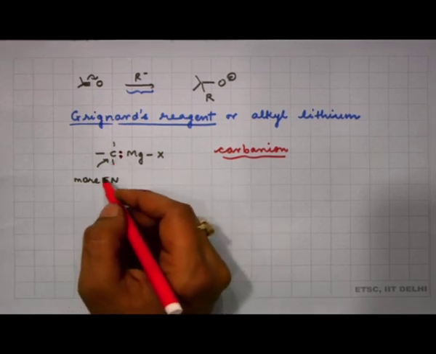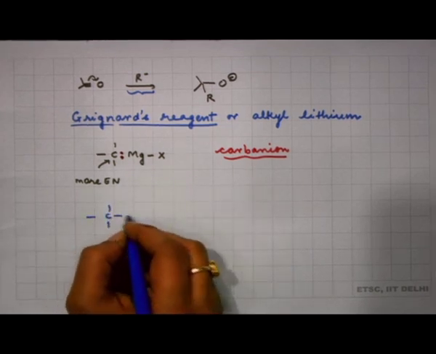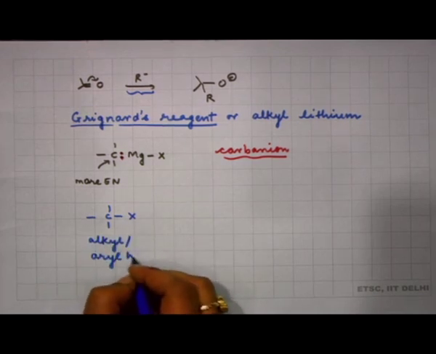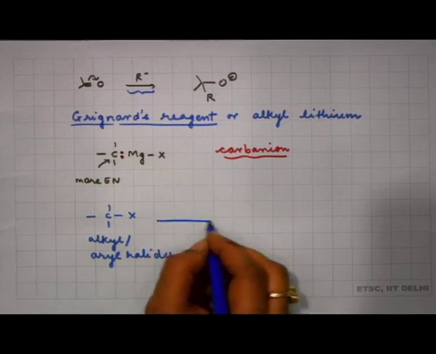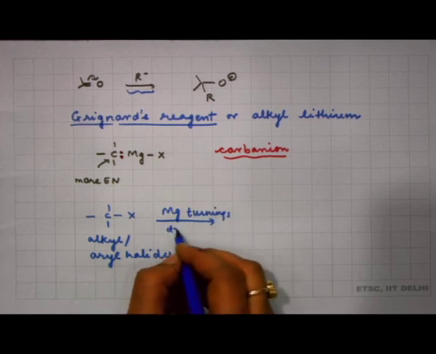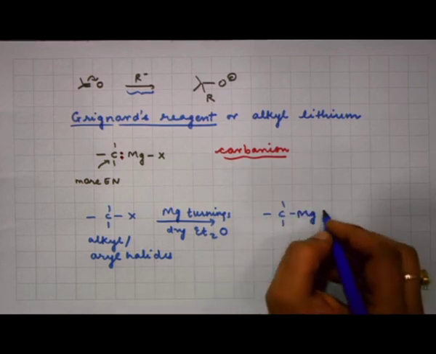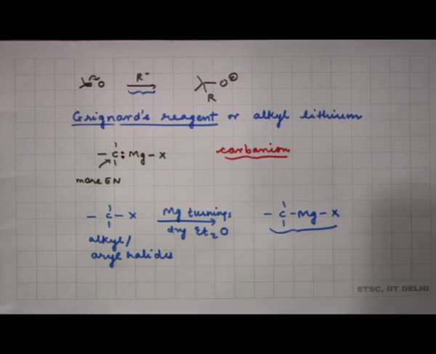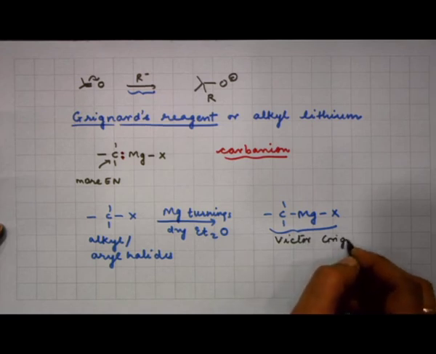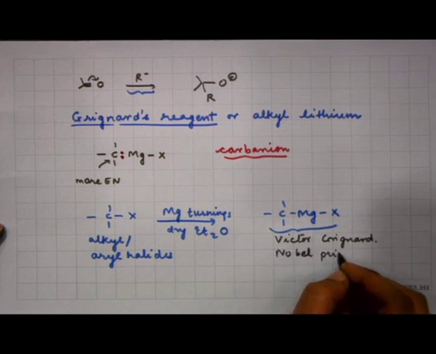closer to the carbon. So, we get these Grignard's reagent which can be synthesized starting from alkyl or aryl halides, and you treat them with magnesium turnings under dry conditions with a dry ether as a solvent, and what you get is the C-Mg-X bond forming, and this is what was discovered by Victor Grignard, for which he received the Nobel Prize in 1912.